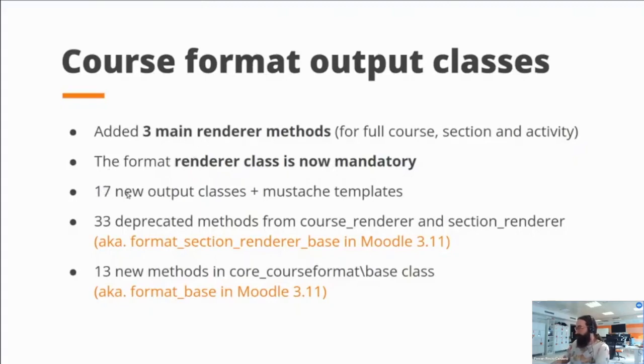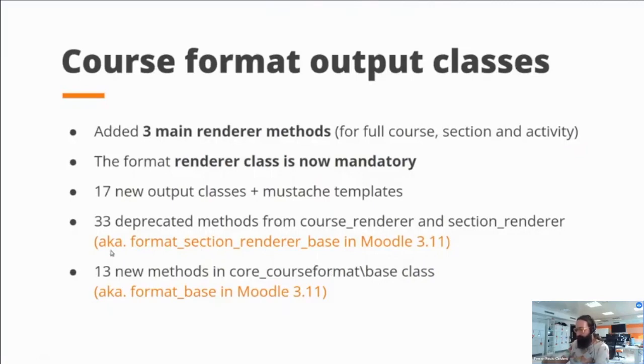There are many output classes with their mustache templates. We will see later, in the next slide, what those classes are. And we deprecated 33 methods from the course renderer. So this is where all the deprecation messages came from. And we added 13 new methods to the base class that all formats extend right now.